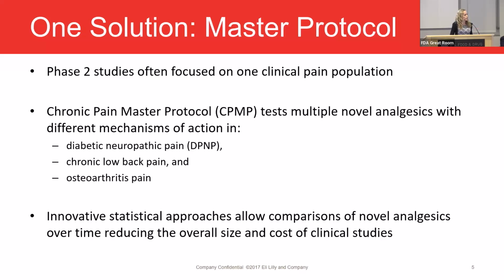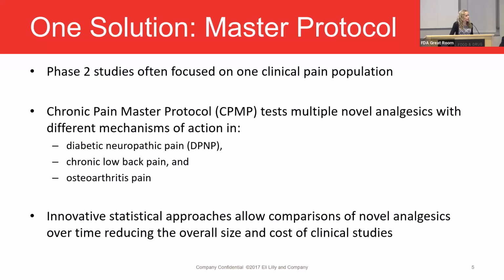One issue is oftentimes phase 2 studies will focus on one type of pain. Depending on the sponsor and how that progresses, if the pain type selected is maybe not efficacious, the drug may be abandoned, and where it might have been successful in a different pain type, because it was only able to be tested in one, again, we see a lot of abandoned molecules.